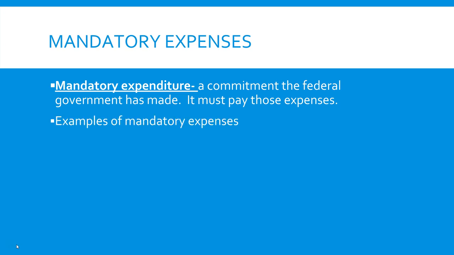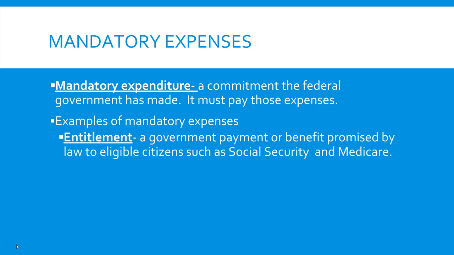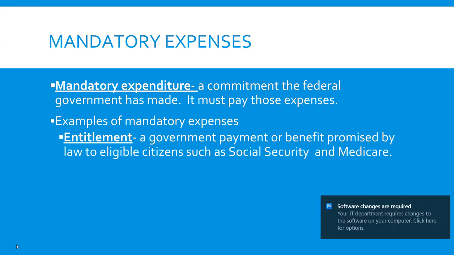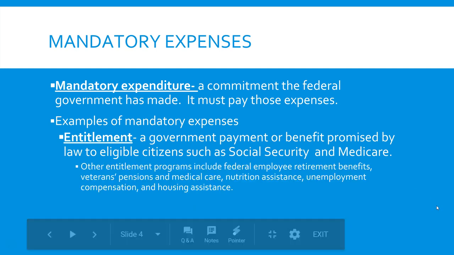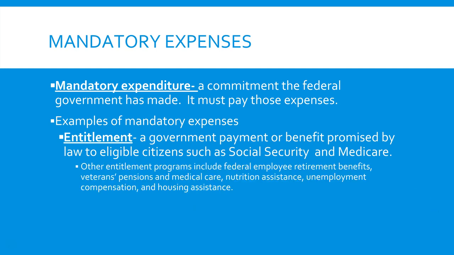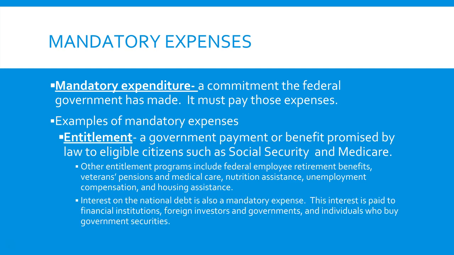Examples of mandatory expenses include entitlement, which is a government payment or benefit promised by law to eligible citizens such as Social Security and Medicare. Other entitlement programs include federal employee retirement benefits, veterans pensions and medical care, nutrition assistance, unemployment compensation, and housing assistance. So that's all ways that our taxpayer money is used in different programs.